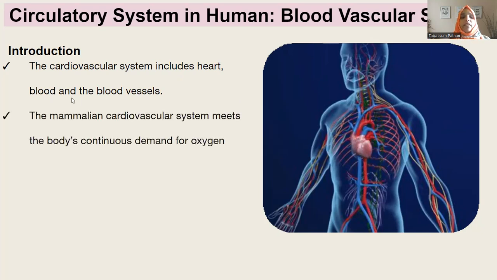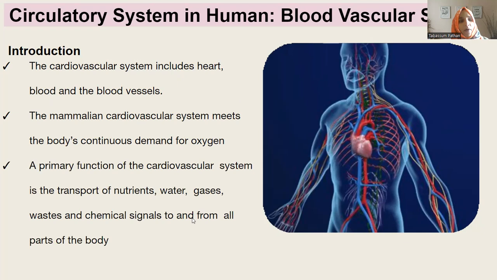The mammalian cardiovascular system meets the body's continuous demand for oxygen. Your heart is continuously beating, you are continuously breathing, taking in oxygen, giving out carbon dioxide. This is to meet the continuous demand of oxygen for the body. The primary function of the cardiovascular system is transporting nutrients, water, gases, waste materials, hormones or chemical signals to and from all the different parts of the body.